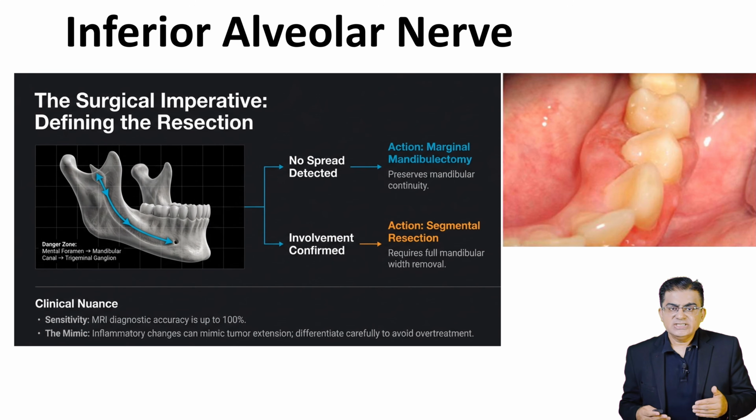Simple inflammatory changes like a bad tooth, adjacent dental disease, periodontitis, or even a recent biopsy can also enhance brightly on an MRI. They closely mimic actual tumor extension. So you have to correlate clinically and differentiate these carefully. If you don't, you risk severely over-treating your patients, cutting out a massive segment of jaw that didn't actually need to be removed.